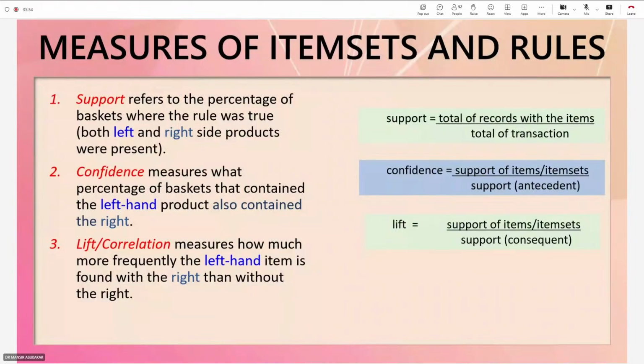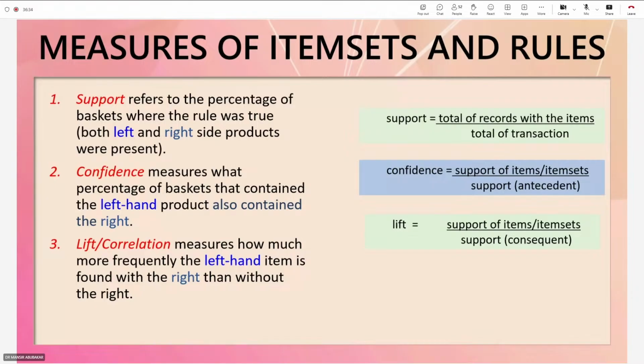And then the confidence measures what percentage of baskets contain the left-hand side. That is the support of the itemset divided by the support of the antecedent. When we say antecedent, for example in the previous slide, items 1 and 3 represent the antecedent of the rule, and item 2 on the right-hand side represents the consequent. So the support of the items divided by the support of the antecedent gives us the confidence level, that probability.